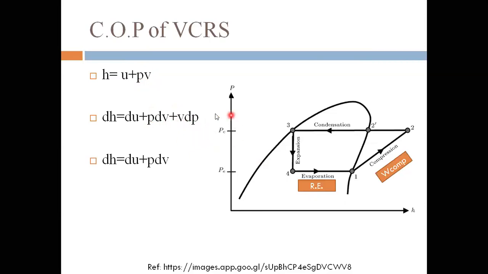But in the VCRS, there is an evaporation process and a condensation process, where the pressure remains the same theoretically. So this dP will be 0, and this term will cancel out. So what remains? dH is equal to dU plus P dV. As we know, dU plus P dV is known as dQ.